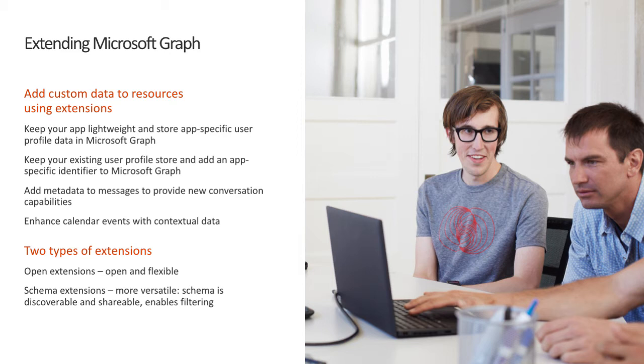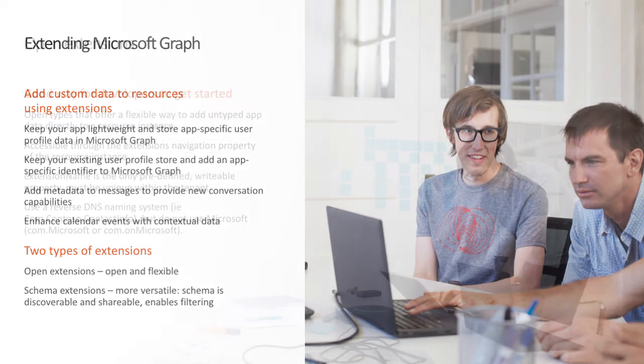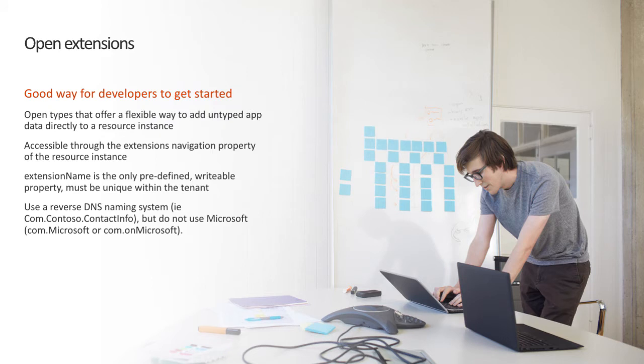There's two ways we can do this, either using open extensions or schema extensions. Open extensions are a really good way for us to get started with this. They allow a very flexible way to add untyped data for app data directly to a resource instance. They're accessible through the extensions navigation property on the resource instance itself. The extension name is the only predefined writable property. It must be unique within the tenant. You can use a reverse DNS naming system, for example, like com.contoso.contactinfo, but you shouldn't use something with Microsoft in it, like com.microsoft or com.onmicrosoft.